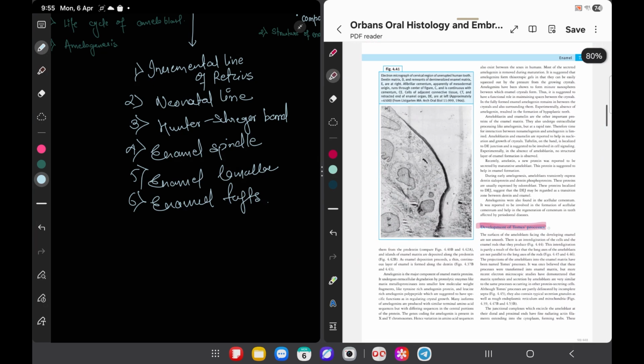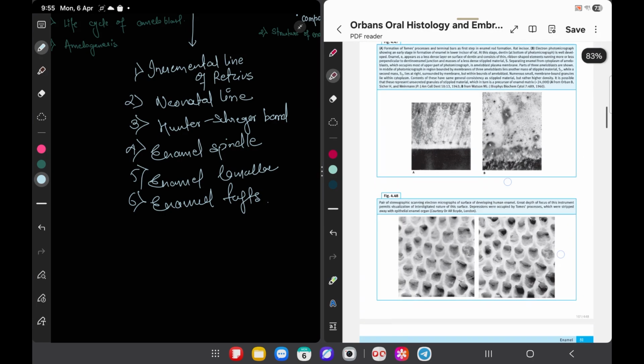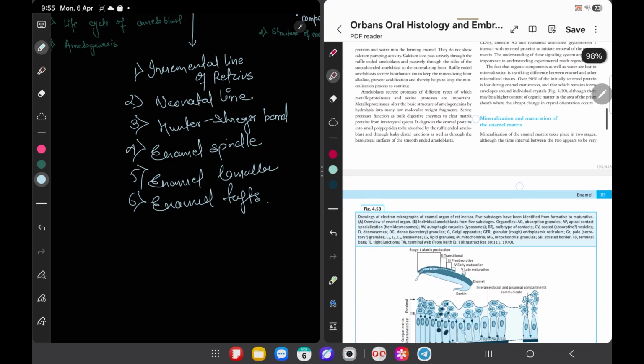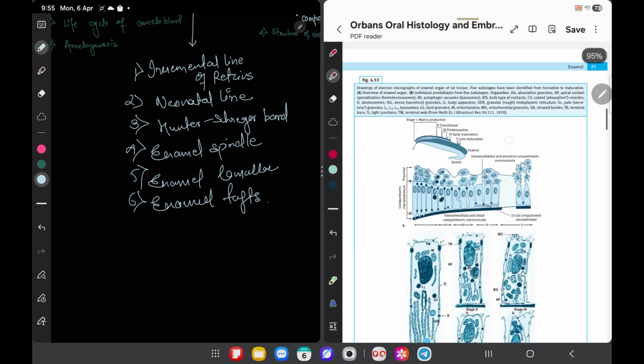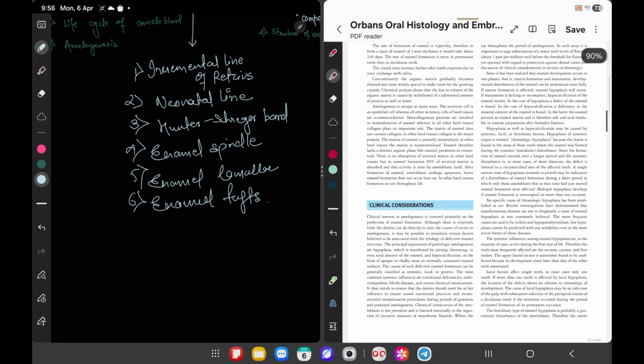Okay, the Tomes process, I've already told you about. The Tomes process is important. It forms rod and interrod substances in enamel. Then ameloblasts covering the maturing enamel, mineralization, and maturation of the enamel matrix. So these are the 4 steps in amelogenesis, and you have to write in detail about each and every step for questions that can be asked as a 10 marks question. Okay, so this is all about enamel and clinical considerations.